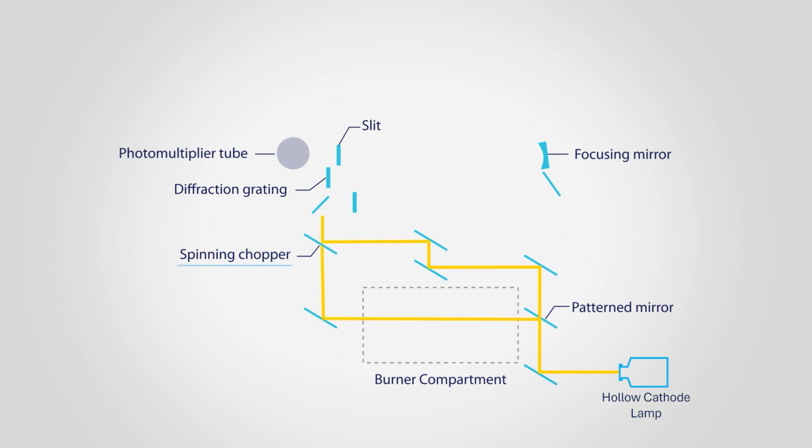A rotating chopper alternately passes the reference and sample beams towards the monochromator. The monochromator separates the light's different wavelengths. Light intensity is measured by the photomultiplier tube, which converts the light into an electrical signal. Now let's look at each step more closely.